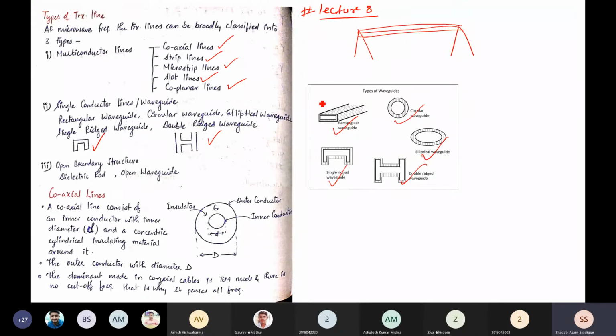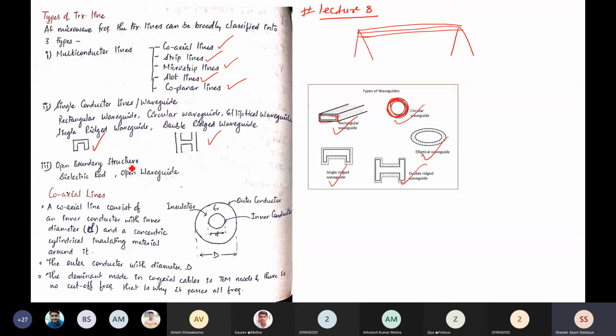So this is called a single conductor line. That means this type of transmission line has only one conductor, and that conductor is in the outer jacket. This is the conductor for the rectangular waveguide. This is the conductor for the circular waveguide. There is a single conductor, and similarly for the elliptical, single ridge, and double ridge. So this is called single conductor lines.